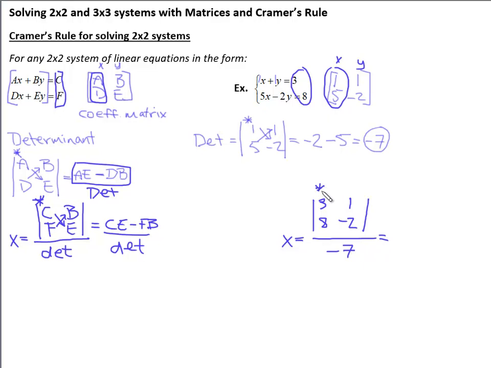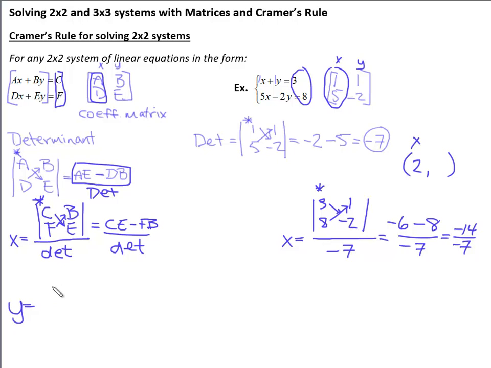So start in the top left like a book. 3 times -2 is -6, minus 8 times 1, which is 8. -6 and -8 make -14 over -7. And that tells me my x coordinate is +2. Okay, so we found x. That wasn't too bad. I know it seems completely different, and you'd probably just maybe want to go with elimination or something here, and you can get the same answer. We're just introducing you to a new method.